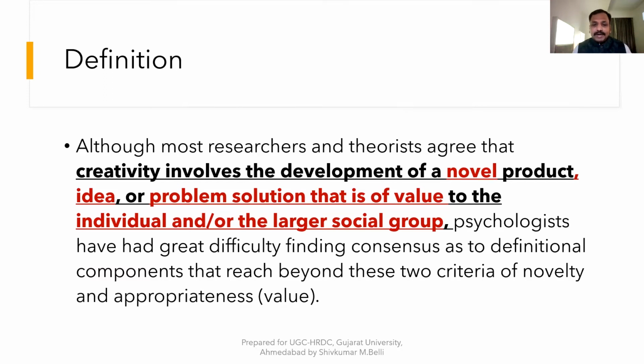Let's focus on two words in this definition. One is novelty, and the other is appropriateness, or value to somebody. It can be a larger social group or it can be an individual. So anything that has novelty, in the sense of newness, something new, out of the box thinking, something different, something offbeat. And the second component of creativity is appropriateness, meaning it has some value to somebody or a community. So if you satisfy these two criteria, then your idea can be called a creative idea.